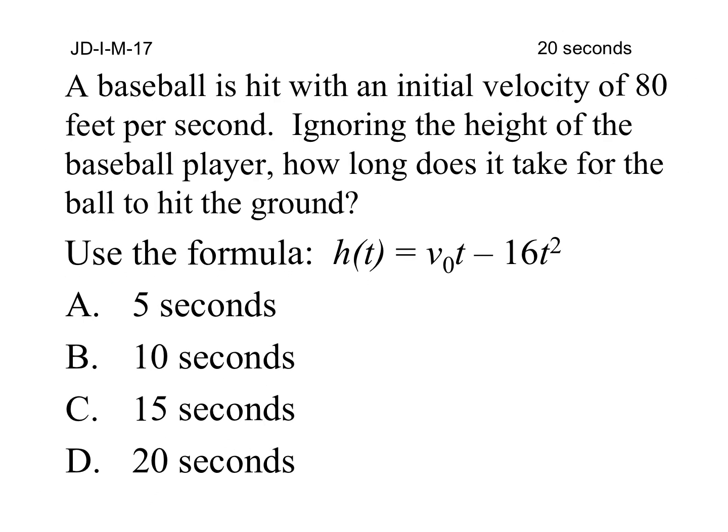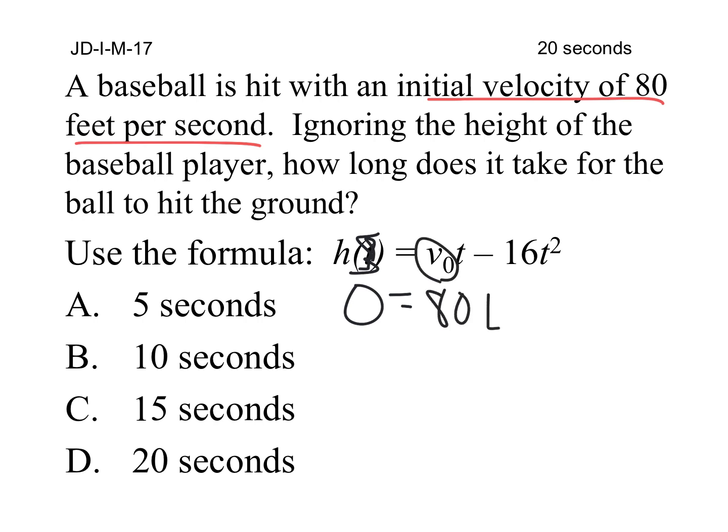17, a baseball was hit with an initial velocity of 80 feet per second. Ignoring the height of the baseball player, how long does it take for the ball to hit the ground? So when it hits the ground, that's when the height is 0. You can ignore this. This is basically just saying height is a function of time. V sub 0, that's our initial velocity.